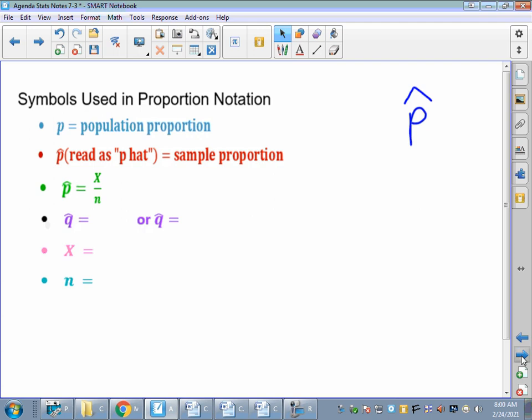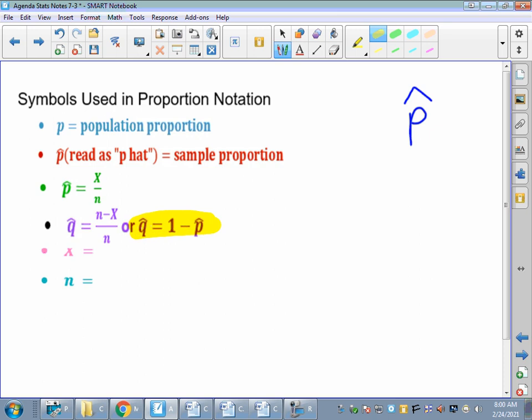Q hat, I have two things up here. I really don't love the first one. Q hat, we could technically say is N minus X over N. I think it's more important to know that Q hat and P hat add up to 1. So if you know P hat, subtract it from 1. If you know Q hat, subtract it from 1. I'll just make a little note over here. P hat plus Q hat equals 1. So anything with a hat is a sample. We already know that P plus Q equals 1 as well, right? So we're just taking that into our sample.